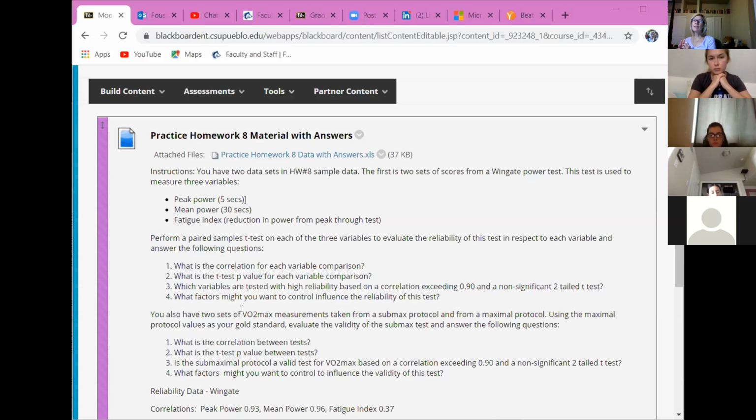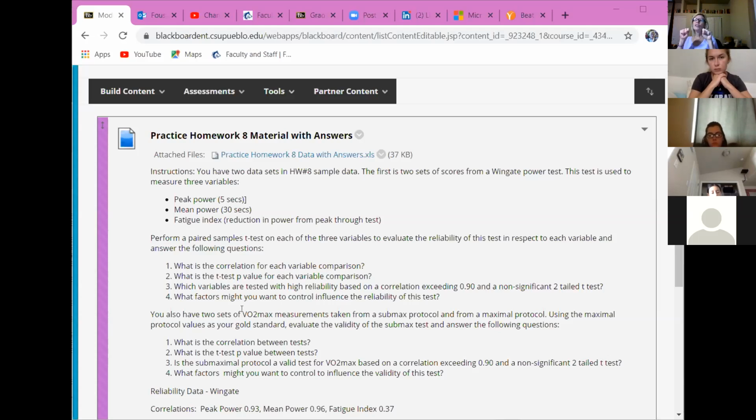For the validity and reliability of a gold standard against a not as good test, probably because it's easier, it doesn't cost as much, it's not as in-depth a test. So we've got a gold standard and a substandard test.